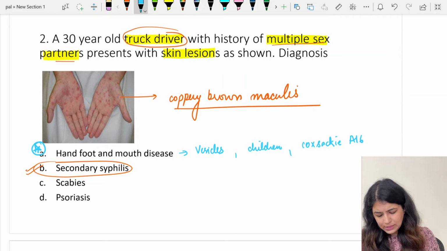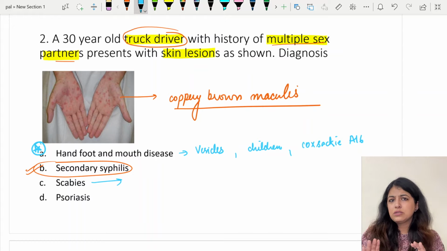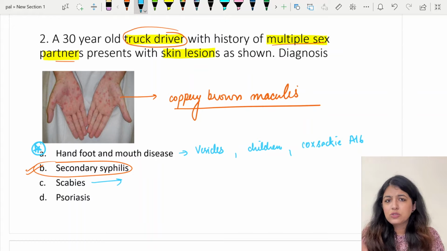Scabies would be in an adult, okay. Skin lesions on palms and soles are not seen in scabies. So in adult scabies, palms and soles are not involved.